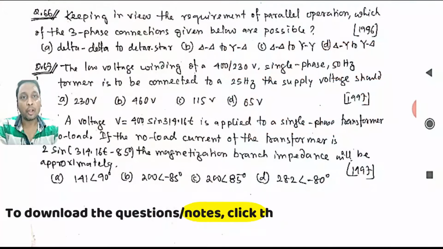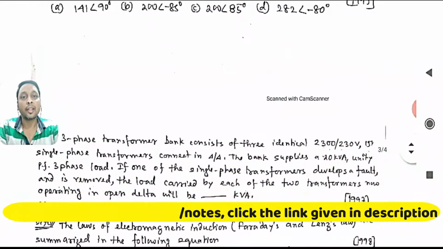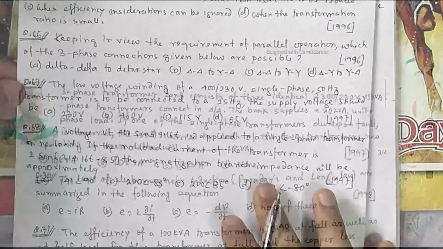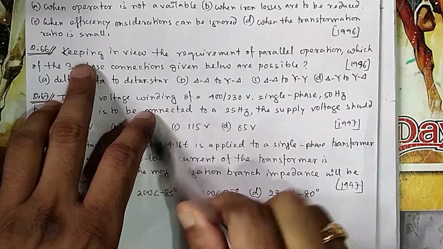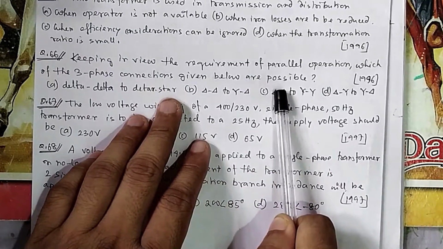Okay students, welcome you all to this new lecture in the machine series. In this lecture again we will be solving 5 questions, starting from question number 66 to 70. Okay, then let's solve these questions. If you come to question number 66, what is asked here? Keeping in view the requirement of parallel operation, which of these three phase connections given below are possible?